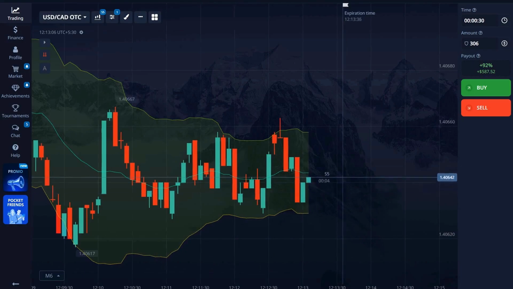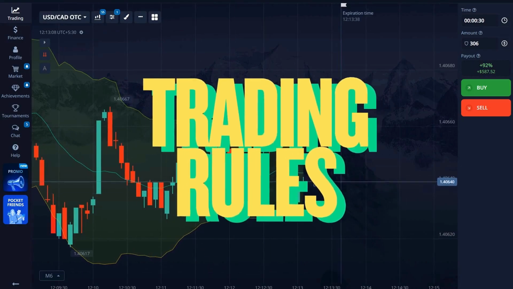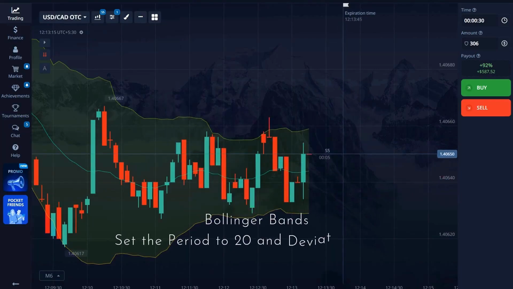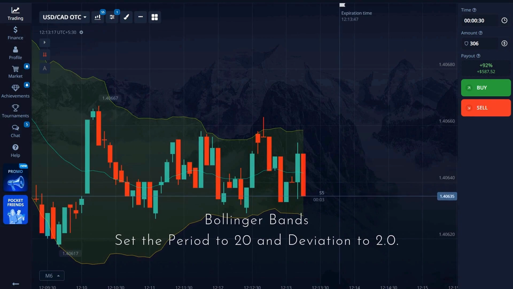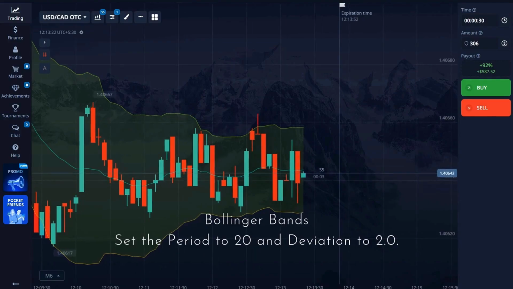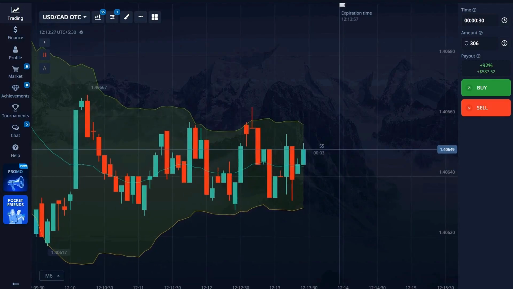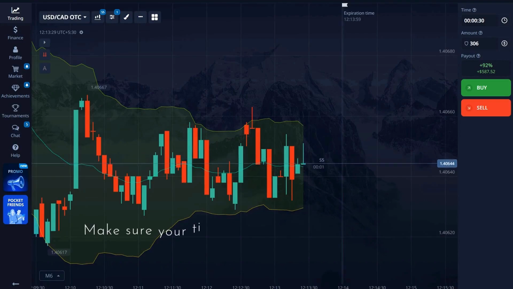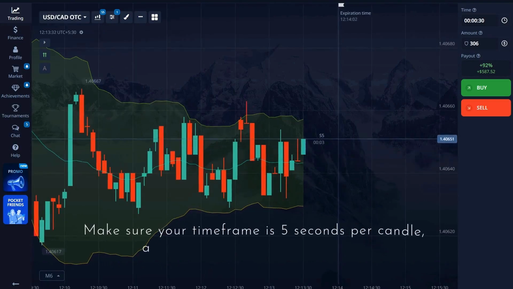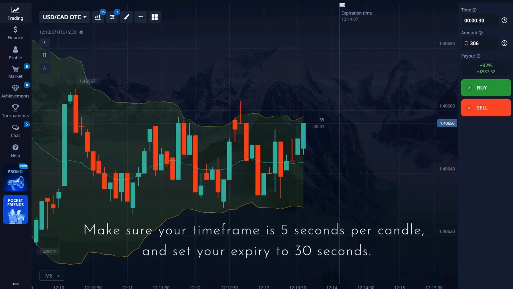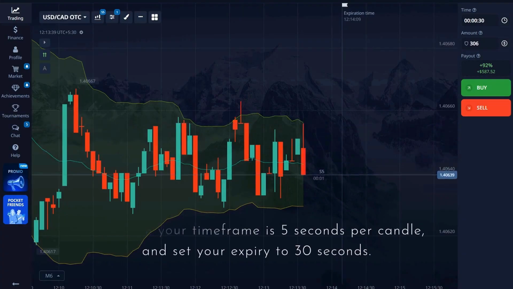Always trade responsibly. All right, traders, now let's talk about the exact trading rules for this micro compression burst setup. First, we'll add just one indicator, Bollinger Bands. Set the period to 20 and deviation to 2.0. Keep the style default, or make the bands light gray so they're easy to see. That's it. Only one indicator on a clean chart. Now, make sure your time frame is 5 seconds per candle and set your expiry to 30 seconds. This short setup helps you catch the tiny price squeezes and bursts that happen fast.